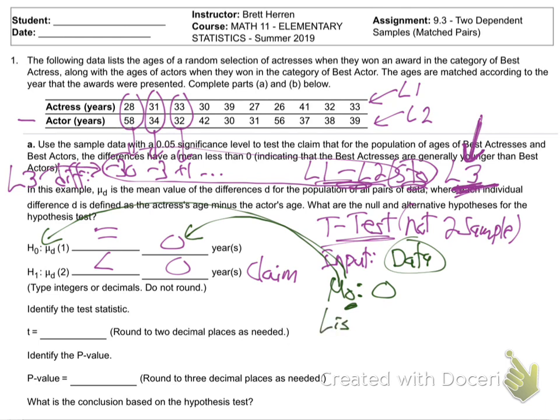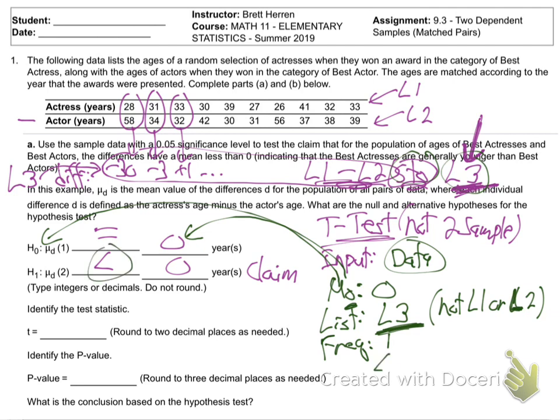The list, now where's your list of data? It wants to know where's your list of data. Pay attention here. This is where you got to do L3. Does everybody see that? L3, not L1 or L2, right? Because now all the differences are stored in L3. So the list of data that we're going to grab is L3. So you got to change that, make sure you're right on that. Frequency is 1 always. And then are we doing a less than, greater than kind of test? We're doing a less than. So choose less than and calculate.